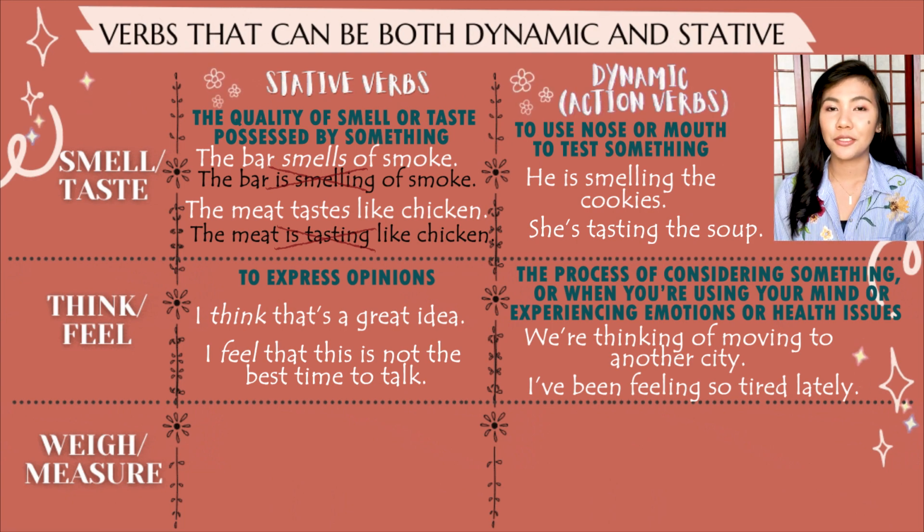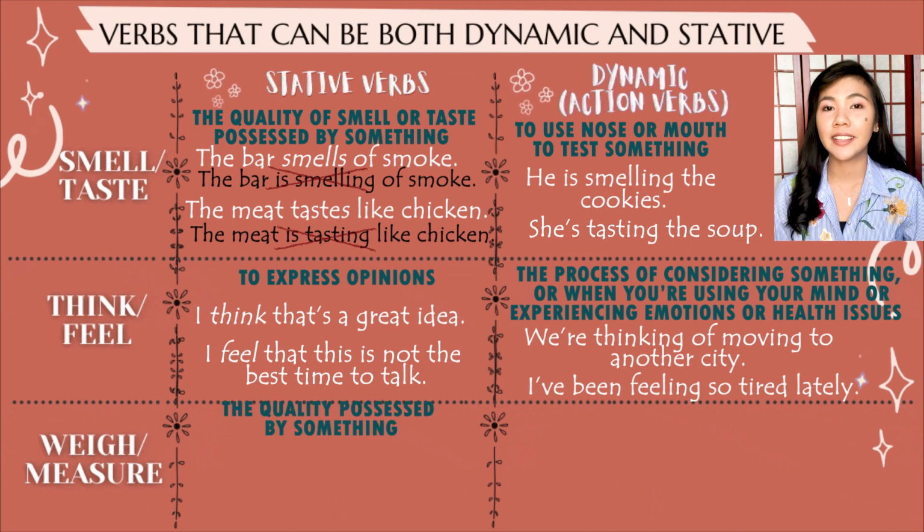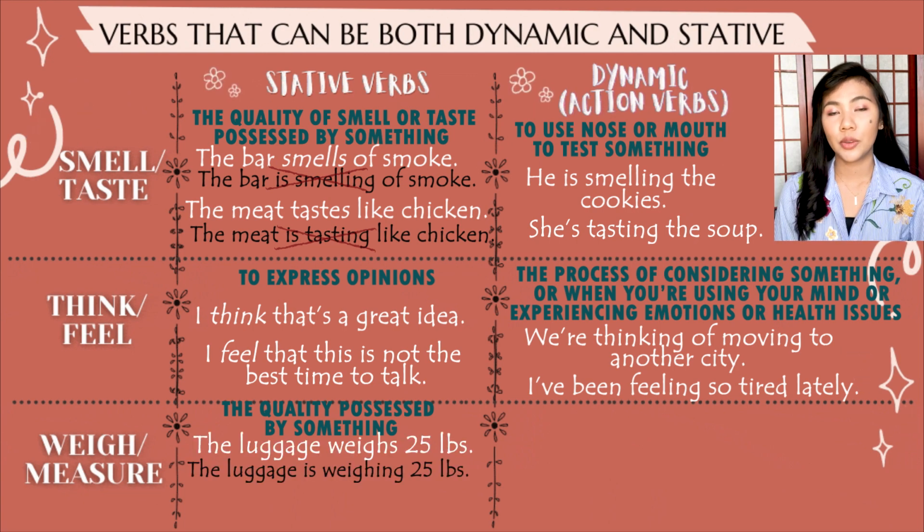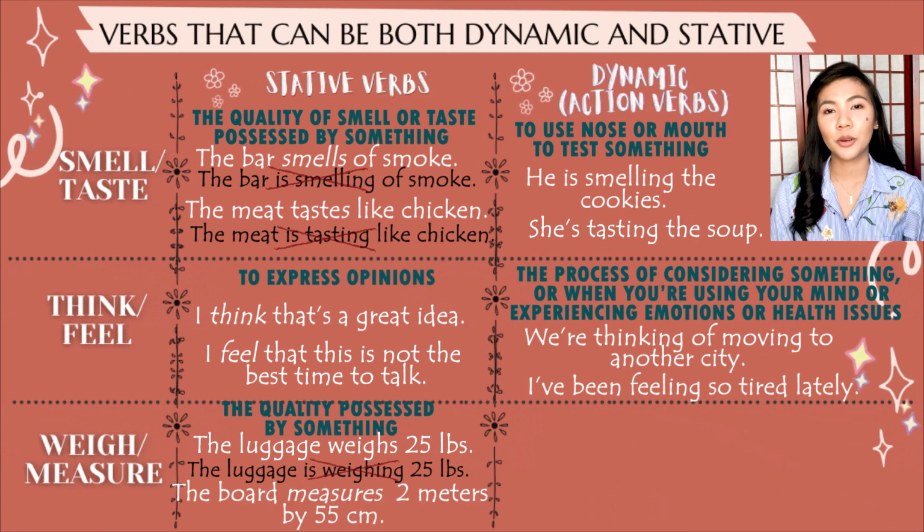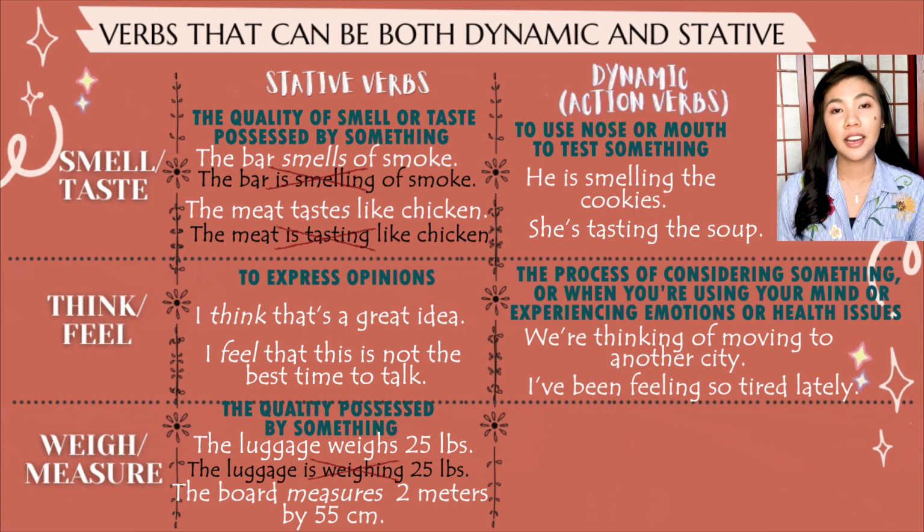And finally, the verbs weigh and measure. When we use these verbs to talk about the quality possessed by something, then it is stative. For example, the luggage weighs 25 pounds. We don't say the luggage is weighing 25 pounds. Another example, the board measures 2 meters by 55 centimeters. Not the board is measuring 2 meters by 55 centimeters.